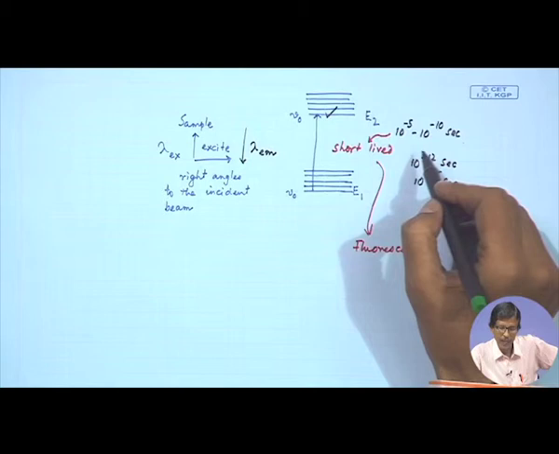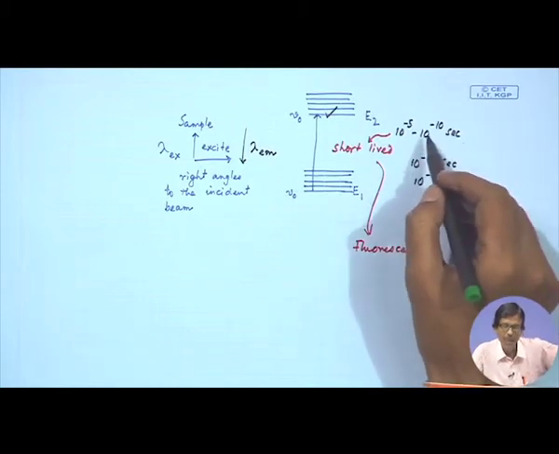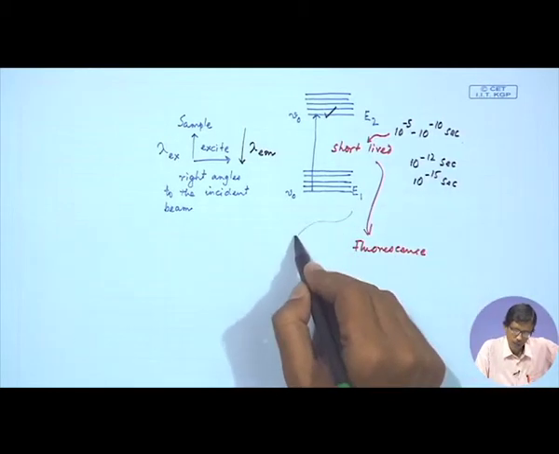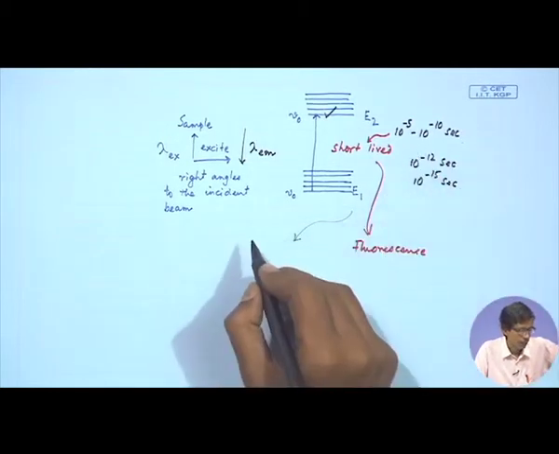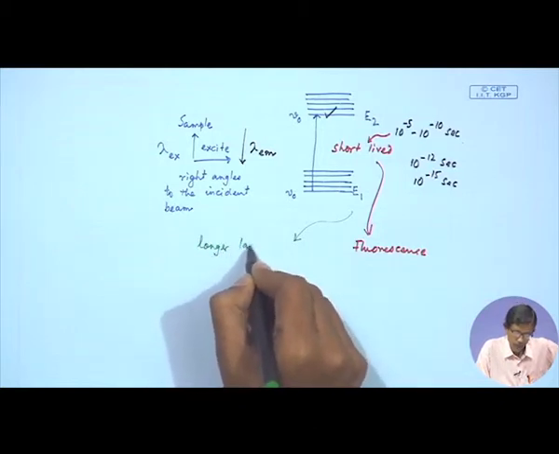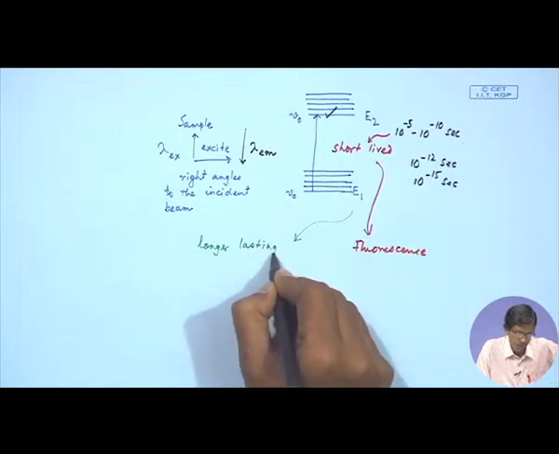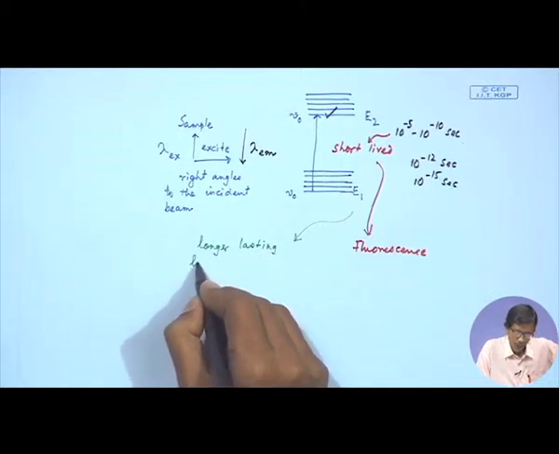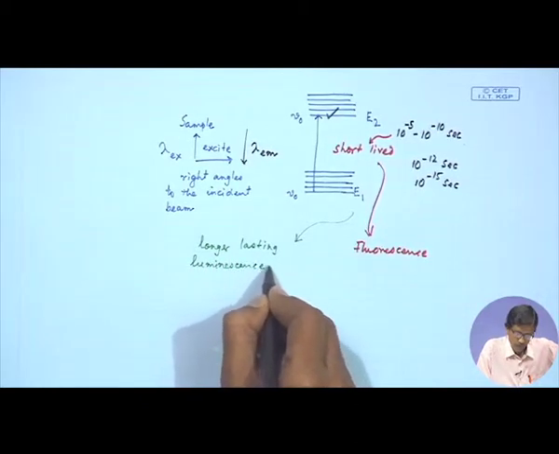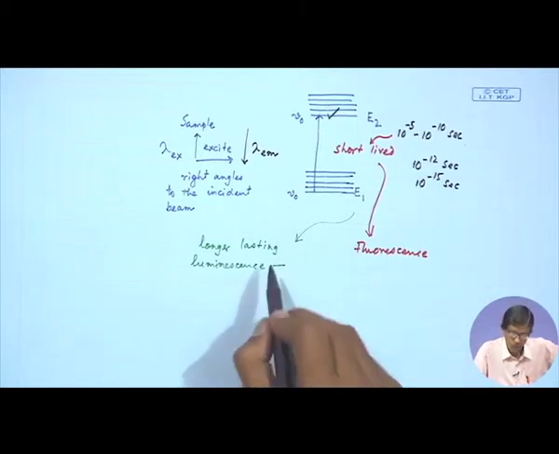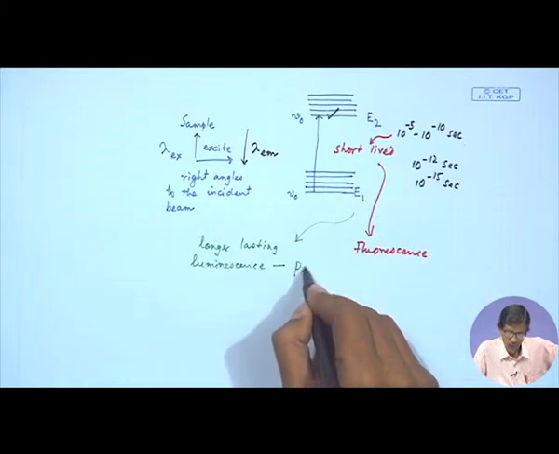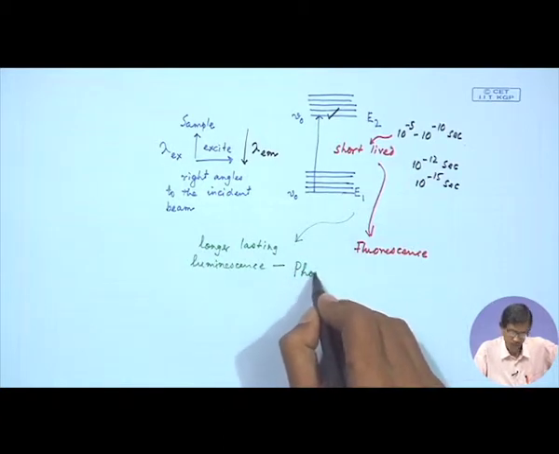which can give rise to a lifetime of this. But if the lifetime is longer than this particular process, we consider that the longer lifetime, the longer lasting process. So, longer lasting luminescence also. So, what is that? When we go for this longer lasting luminescence, we call it or consider it as phosphorescence.